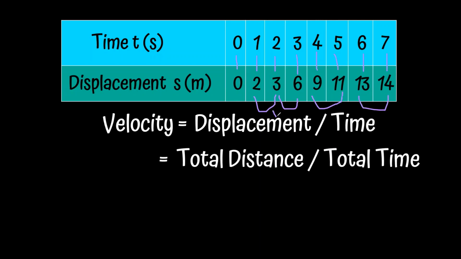Here the gap is 3, 6 to 9, 3. 9 to 11, 2. 11 to 13, 2. 13 to 14, 1. So the gap is different. So these kind of velocities can be named as mean velocity. Like speed, mean speed and mean velocity.